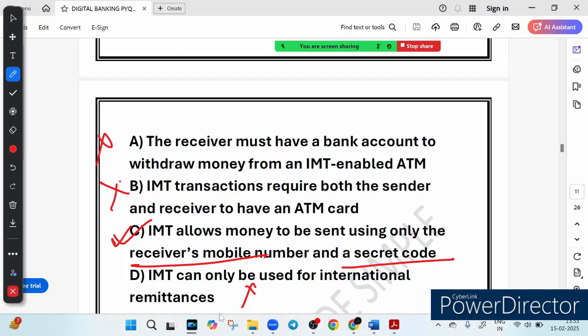So let me give you some example. So I hope this is clear. So IMT, which is called instant money transfer, is a cardless and accountless way to transfer money using a mobile number and a secret code. That is why option C is the correct answer here. Let's move to the next question.